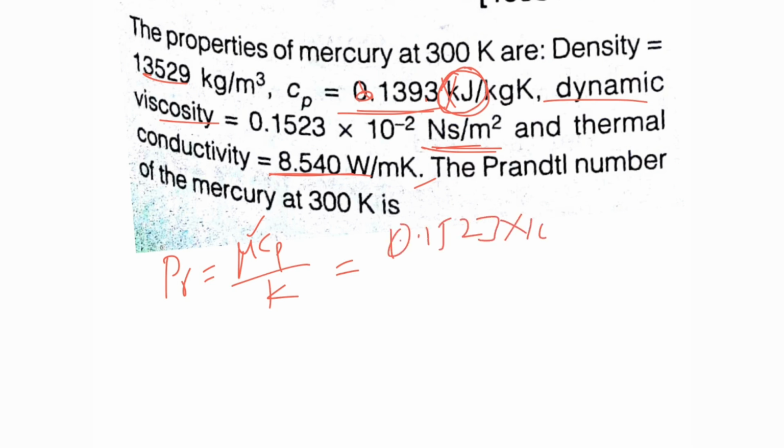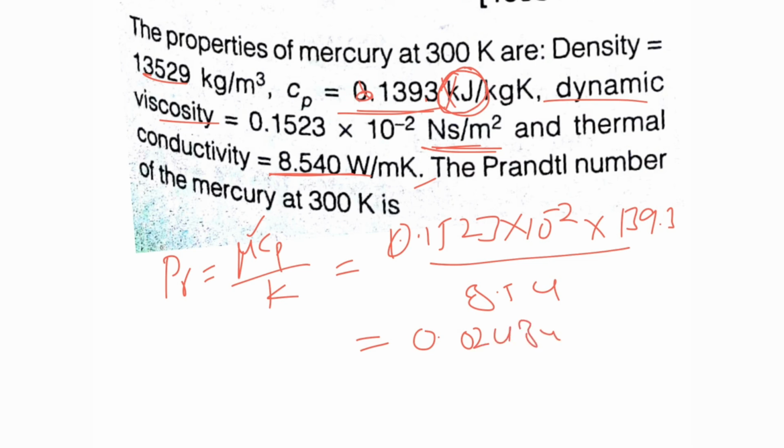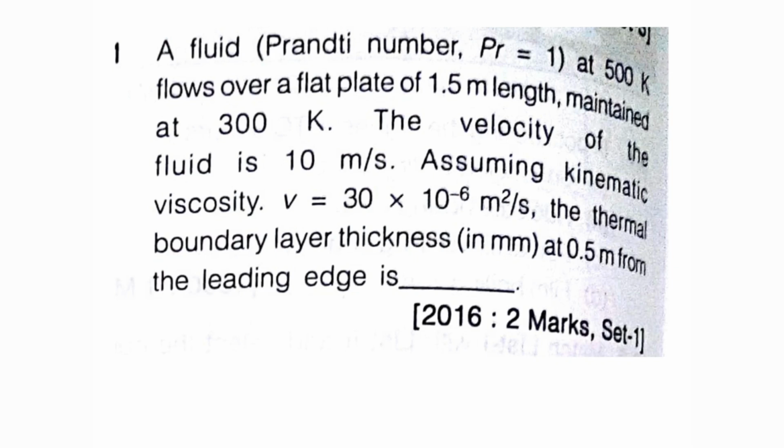1.1523 into 10 power minus 2 into 139.3 by 8.54. You will get 0.02484. This is your answer, Prandtl number. Let us see the next question.